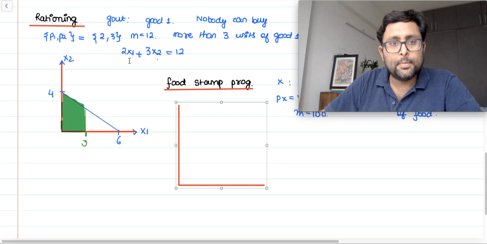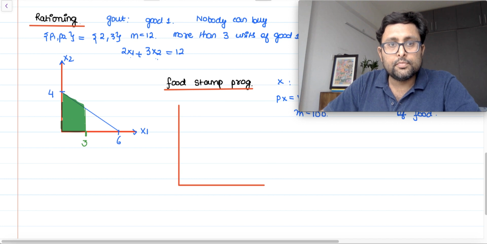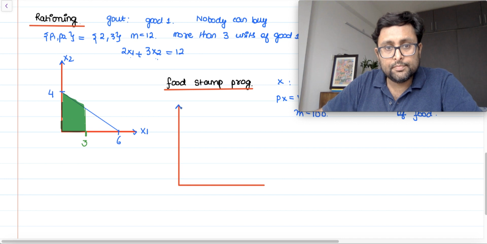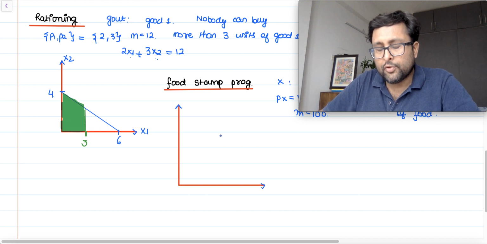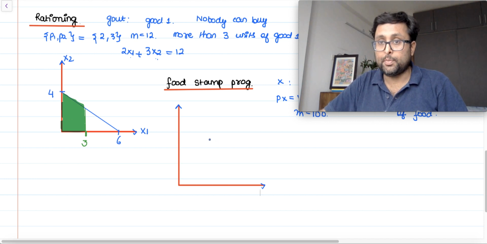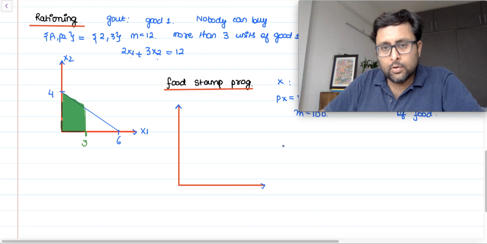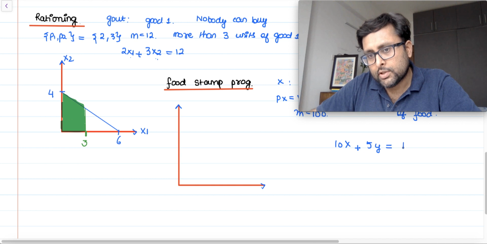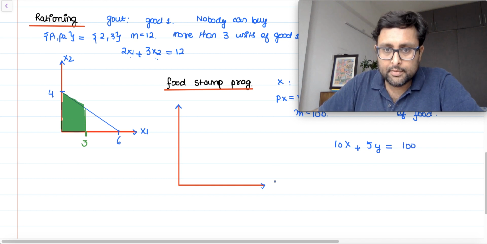I wanted to write one line also. Although I have told you that the first 5 units of food are free to the consumer, after 5 units of the food, you have to pay. So, given the prices, the budget line would be 10x plus 5y equals 100. This would have been the budget line.